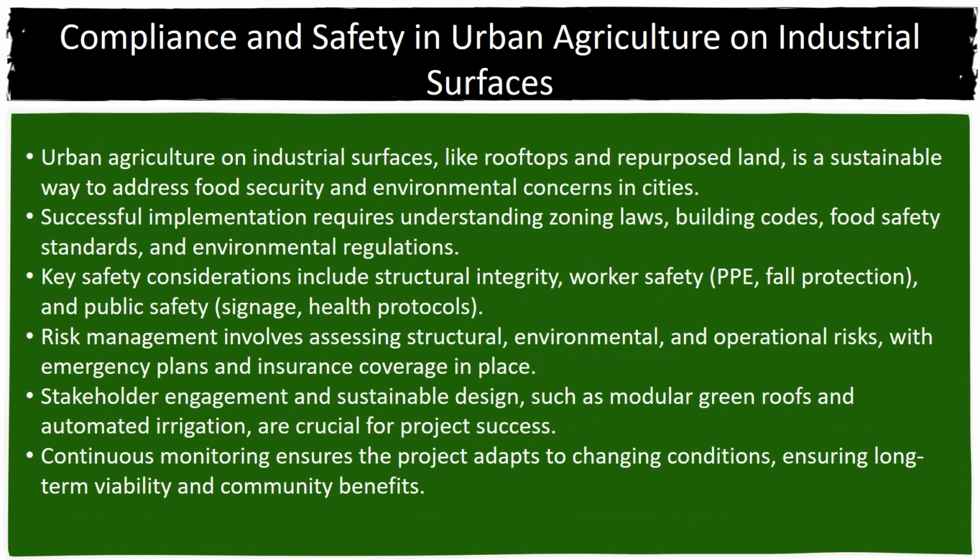Compliance and safety in urban agriculture on industrial surfaces. Urban agriculture on industrial surfaces, like rooftops and repurposed land, is a sustainable way to address food security and environmental concerns in cities. Successful implementation requires understanding zoning laws, building codes, food safety standards, and environmental regulations.